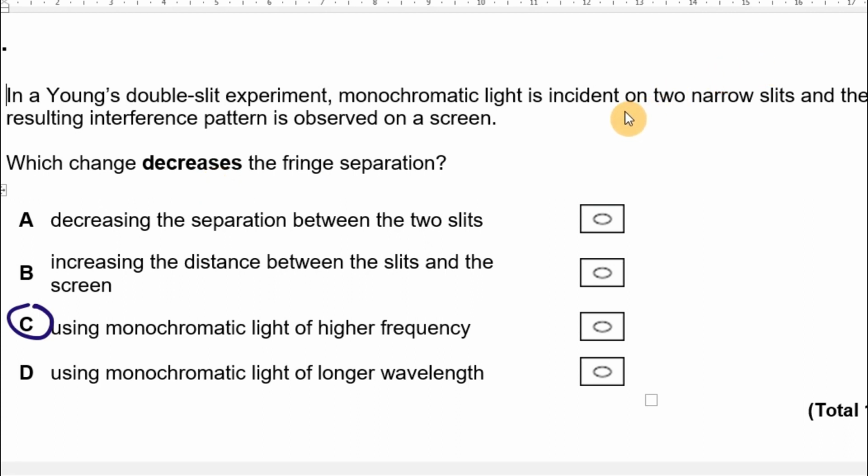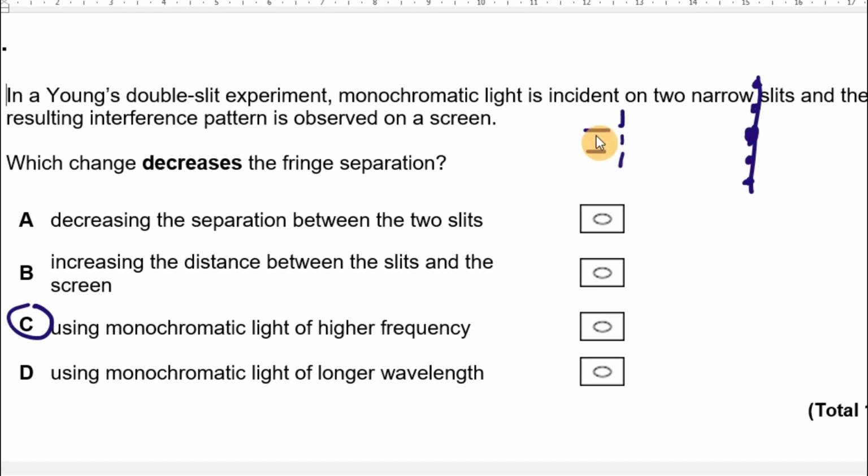So what we have is two slits, and a distance away is a screen, and as the light comes through the slits, we will get a diffraction pattern of bright areas, dark areas, bright areas, which is called a fringe pattern.